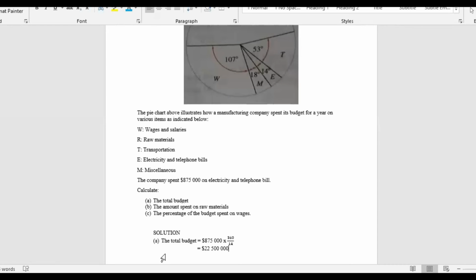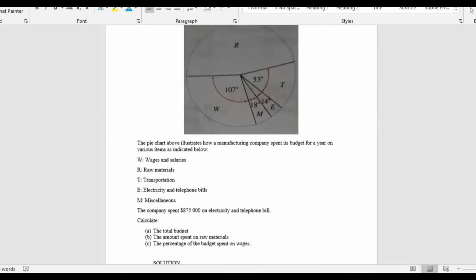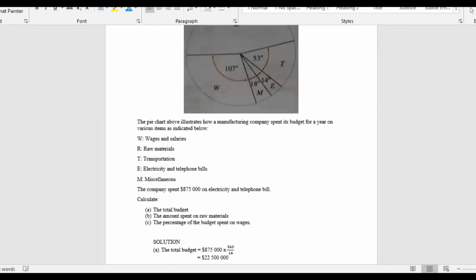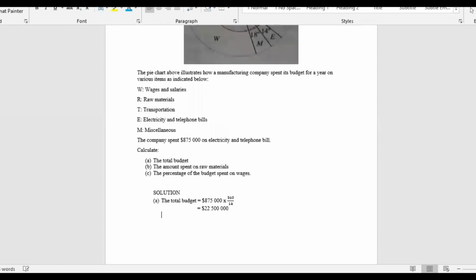All right, so this is how you go about finding the total budget. The other part is asking us for the amount spent on raw materials. Any idea how we go about doing that? Now, in order for you to find what is raw materials, let me go back to the diagram. We have to know what we should add up or minus. That's correct. We have to know how much is that degree. So let's go back there.